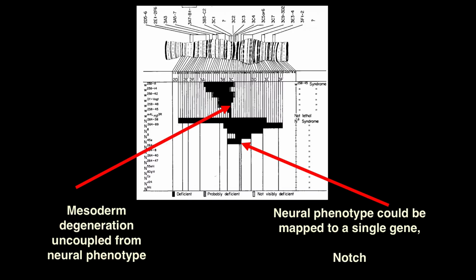The mesoderm degeneration could map to a different set of genes, but the neural phenotype could be mapped to a single gene, a single band. This was an exciting result, having fundamental developmental biology associated with a single gene. And I'll point out to you that that gene we now know as Notch. And it was Poulsen who initially characterized the importance of the Notch signaling pathway.